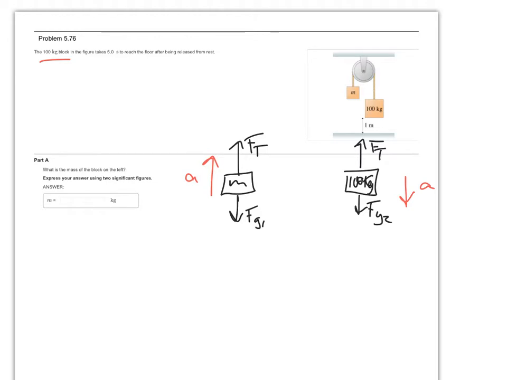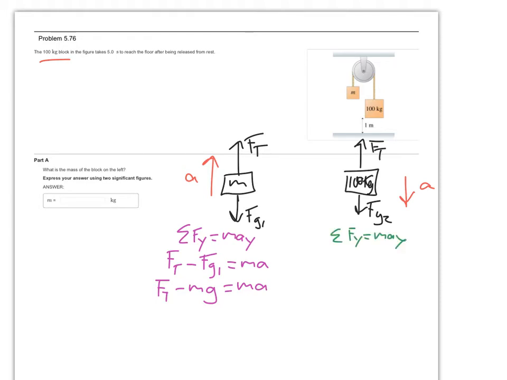And I'm told that the 100 kilogram reaches the floor, which means it's going to accelerate down while the unknown mass accelerates up. When I go ahead and set up my F equals MA in the y direction for each one, I end up with this one being FT minus FG1 equals M times A. I can substitute in for that FG1, make it MG, but I can't do much else other than that. I really don't know too much information about that object. For the other object, I'm going to have FG2 minus FT equals 100A. I can substitute in for the force of gravity. It's just going to be 100 times 9.8, doing mg once again, equals 100A.